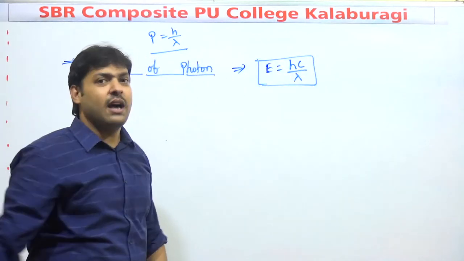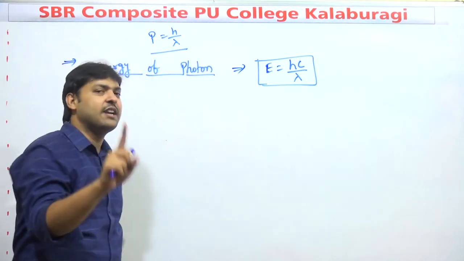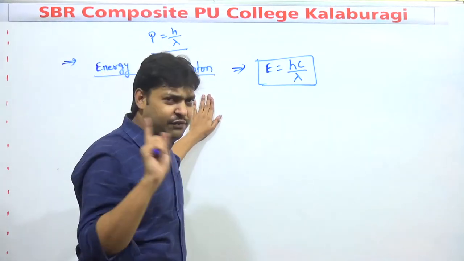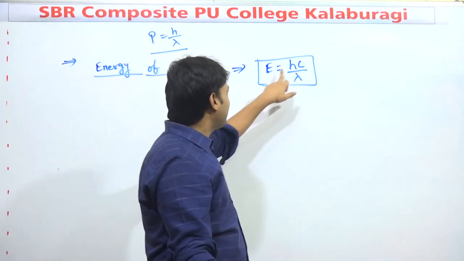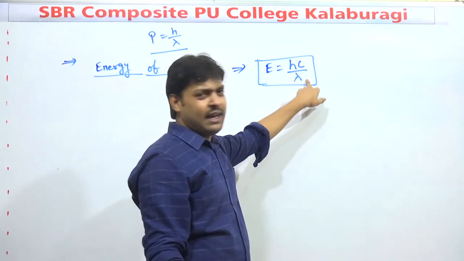Energy formula. What he gave? For one photon. That is very important. Please try to write a point. So energy of one photon will be equal to hc by lambda.